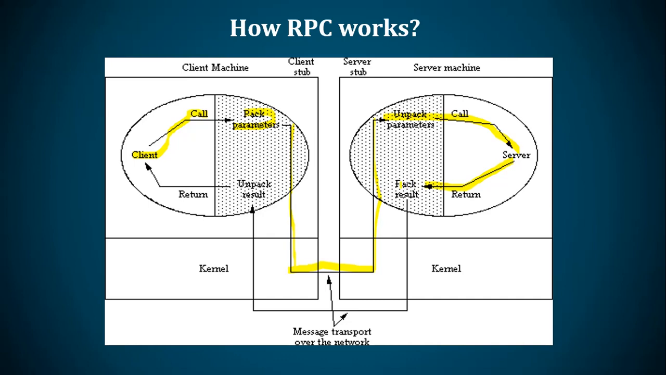The server stub packs it in a message and traps to the kernel. Now, the remote kernel sends the message to the client kernel. Now, the client kernel gives the message to the client stub. The stub unpacks the result and returns the result to the client. So, these are the steps when we perform an RPC in any machine.